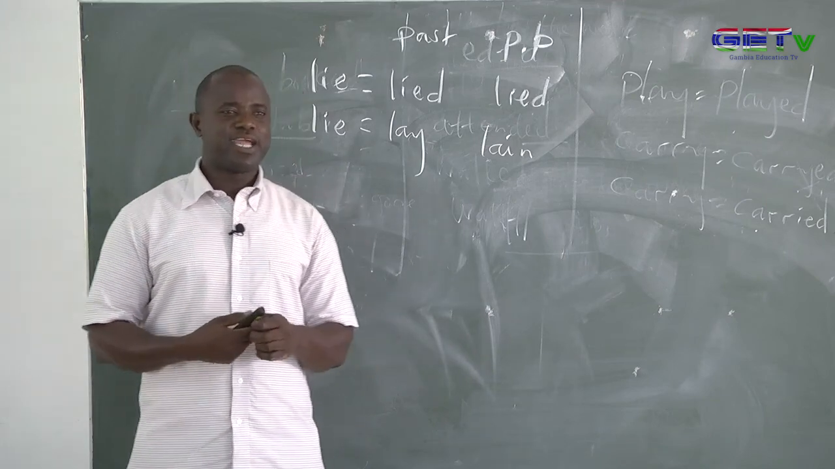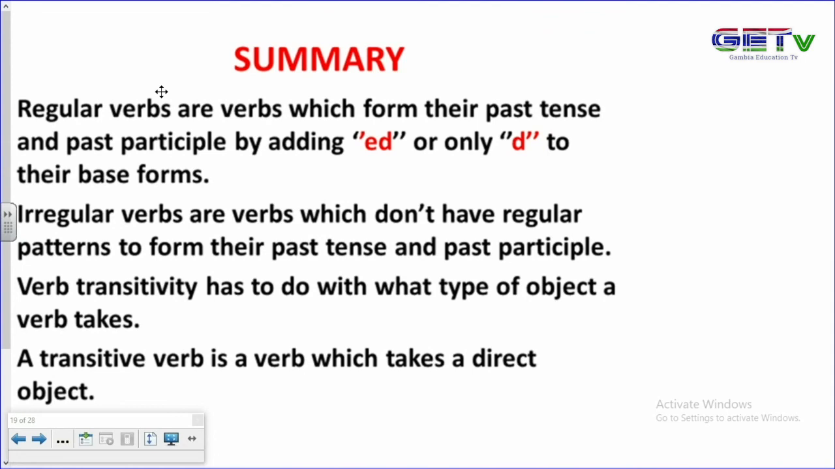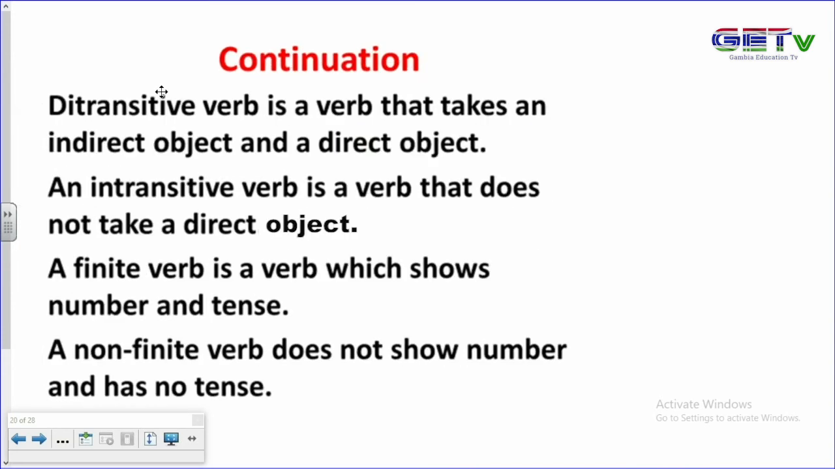Good, summary. Regular verbs are verbs which form their past tense and past participle by adding ed or only d to their base form. Irregular verbs don't have regular patterns to form their past tense and past participle. Verb transitivity has to do with what type of object a verb takes. A transitive verb is a verb which takes a direct object. A ditransitive verb is a verb that takes an indirect object and a direct object. An intransitive verb is a verb that does not take a direct object.